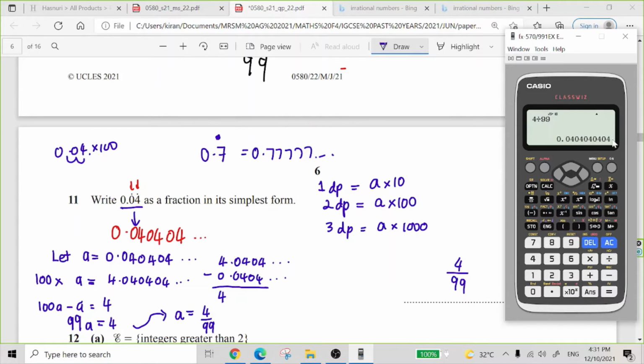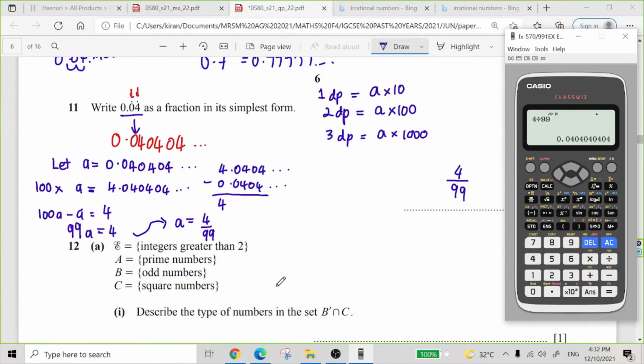040404 and so on. Okay, sebenarnya kalau cara mudah dia ialah tengoklah nombor berapa yang ada. So kalau ada decimal places tu bagi dengan 99 lah. Kalau ada decimal places nanti jawapan dia kat sini akan over 9. Okay, that is for question number 11.